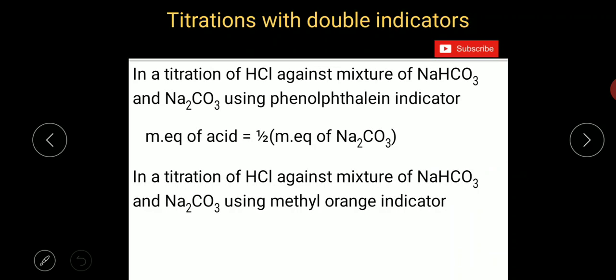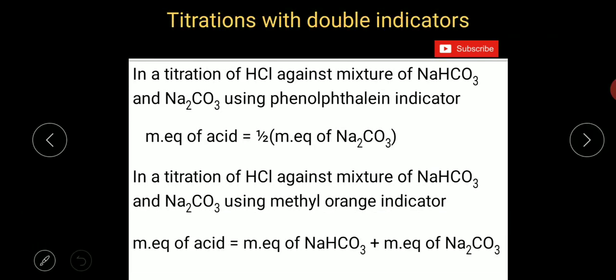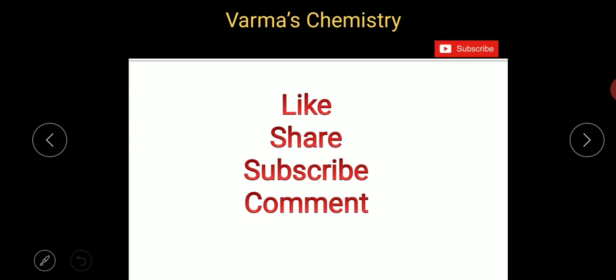And in the titration of HCl against a mixture of sodium bicarbonate and sodium carbonate using methyl orange indicator, the relation we get is: milliequivalents of acid is equal to milliequivalents of sodium bicarbonate plus milliequivalents of sodium carbonate. So this is about the double indicators which we use in titrations of a mixture of bases versus HCl.